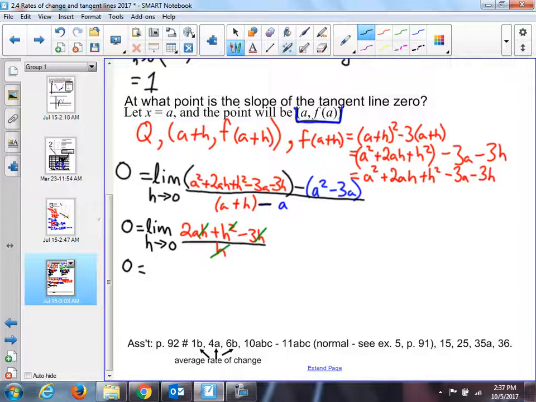Now, it's 2a. There's nothing else I can do with this. And a represents an actual number. Plus 0, I'll put that in there, minus 3. So according to this, what is a equal to? a equals 3 over 2. 3 halves, yeah.